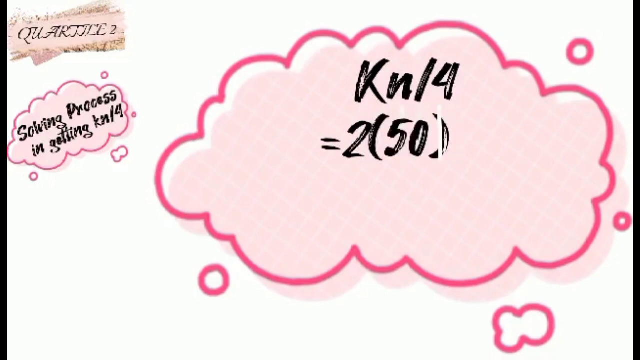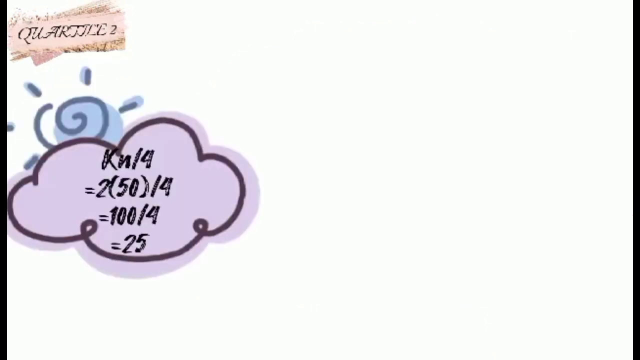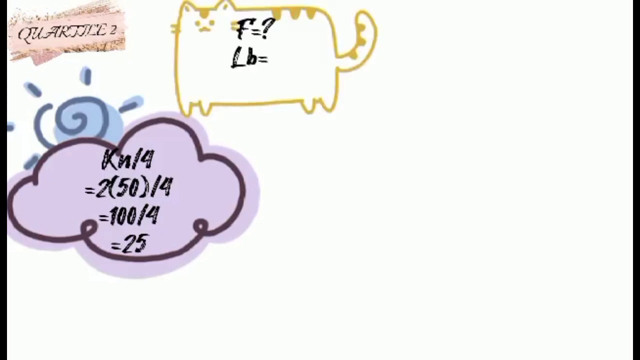kN over 4 is equal to 2 times 50, which is the total frequency, over 4. 2 times 50 is 100, divided by 4 equals 25. Now that we got our kN over 4, we can now go back to the dataset and get our frequency, lower boundary, and cumulative frequency before.